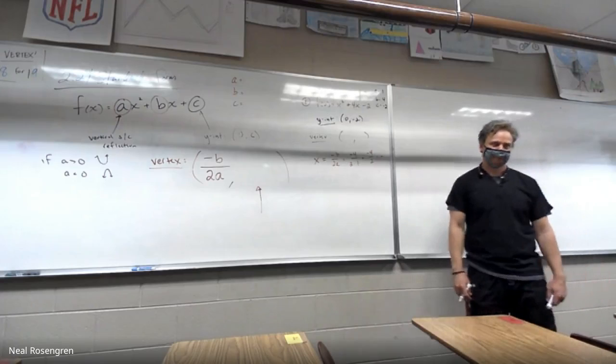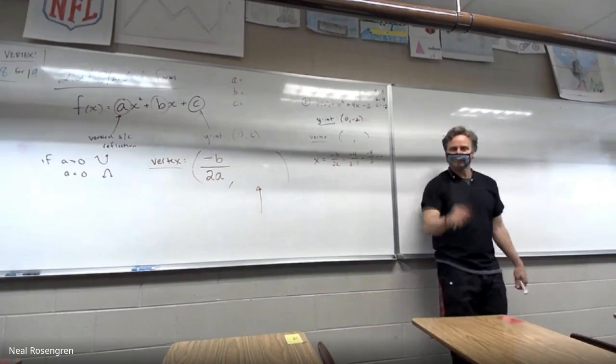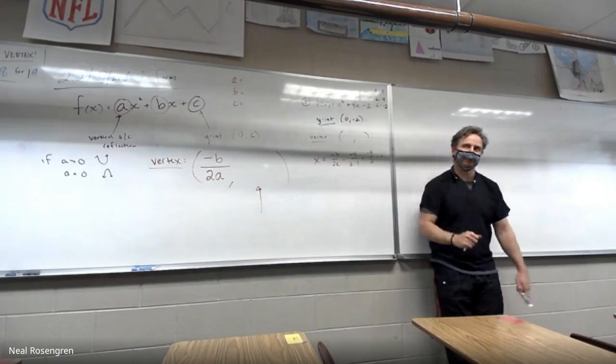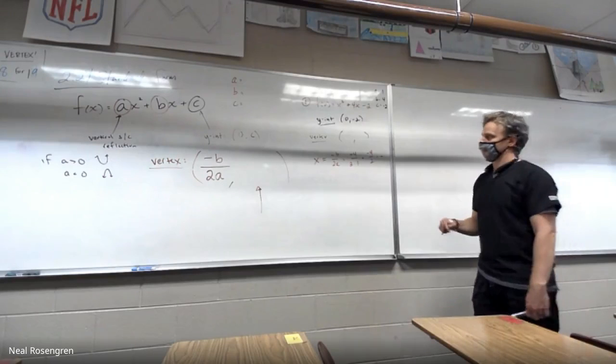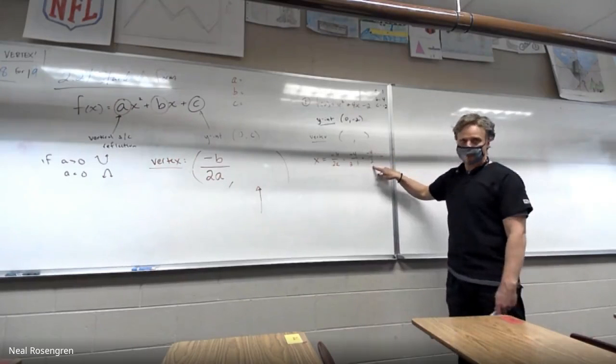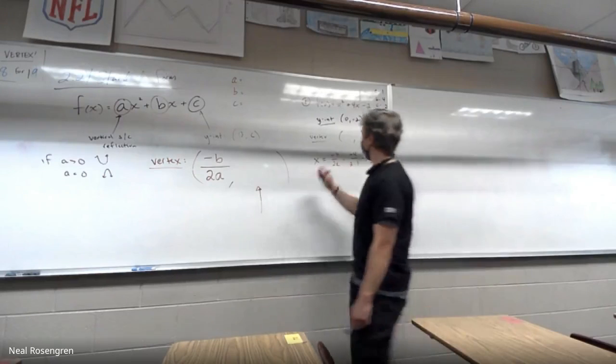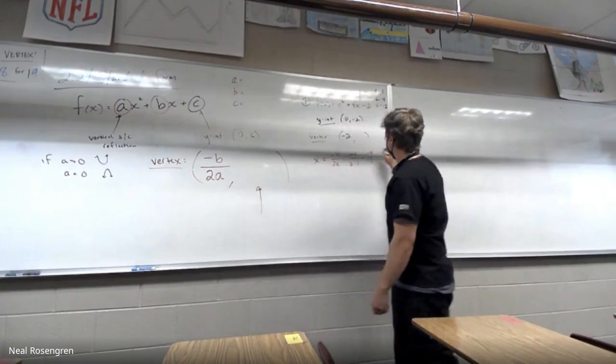Negative. If your signs are the same, positive, when you're multiplying or dividing. When the signs are different, it's negative. And then what's 4 divided by 2? 2. There it is.